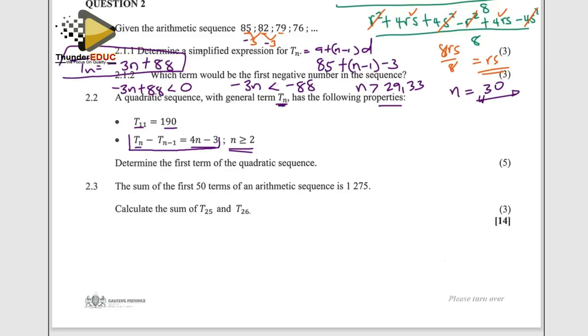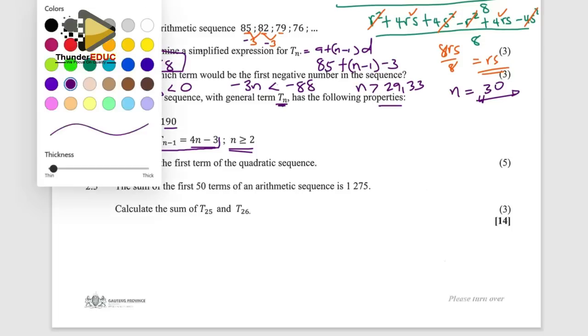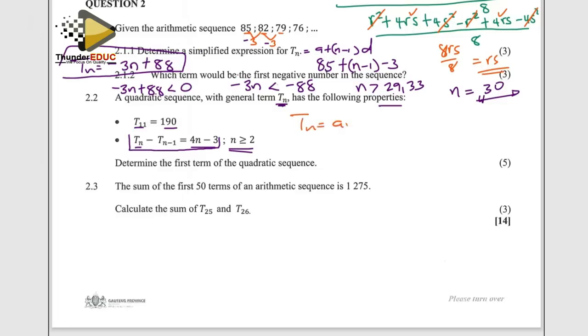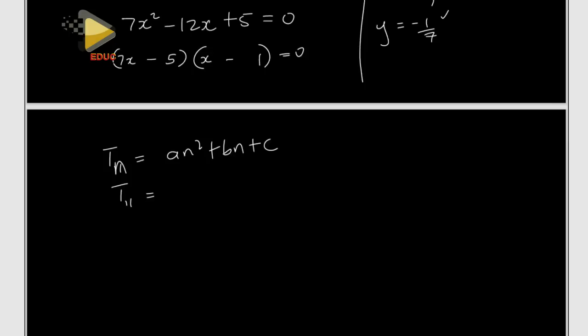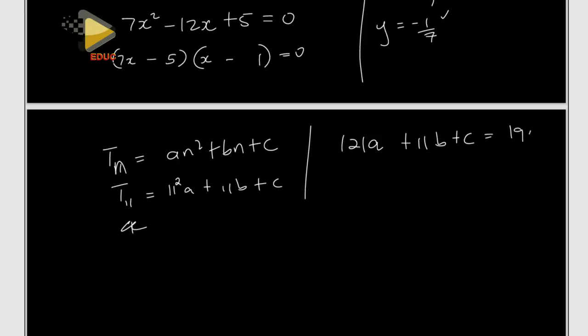So when I looked at this question, it made me think, if my Tn is an squared plus bn plus c, then if I try to get my T11, it's going to be an squared plus bn plus c. T11 is 190, so I'll substitute that. It's going to be 11 squared a plus 11b plus c, which is going to be 121a plus 11b plus c, and it must give us 190.